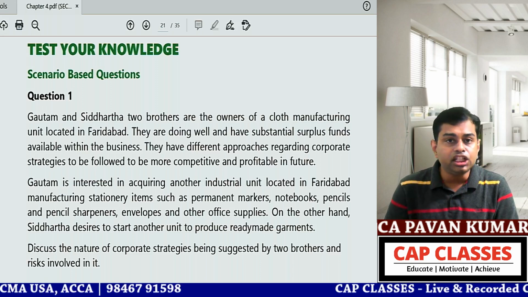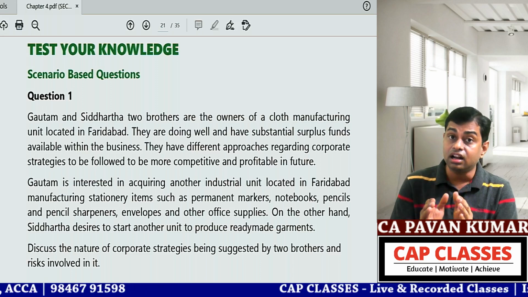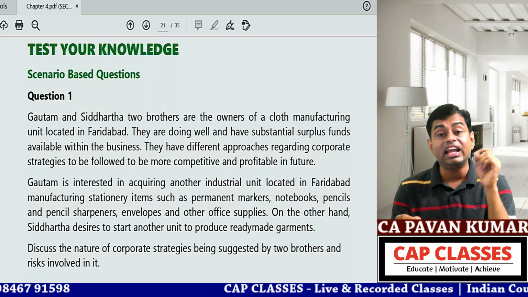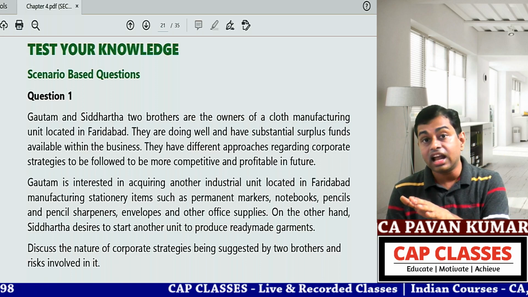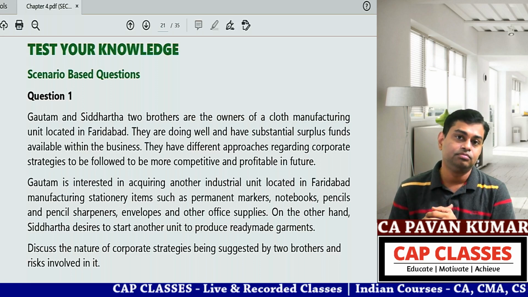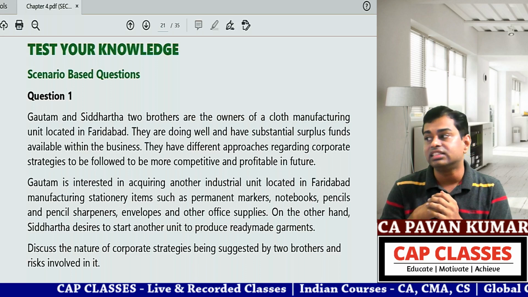Similarly, in retrenchment also, internal retrenchment is there, external retrenchment is there. Internal retrenchment is turnaround strategy. External retrenchment is again of two types: divestment or disinvestment strategy. And then the last one is liquidation strategy. So you should have understood all these concepts before answering this kind of case studies.